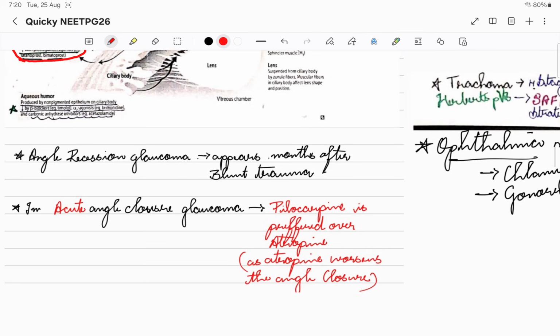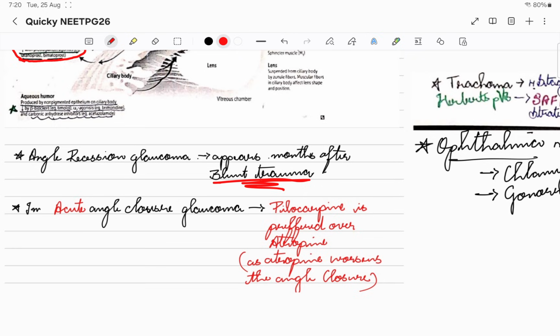We discussed the penetrating injury glaucoma. Penetrating trauma, I told you, was causing hypotony. But there is something called angle recession glaucoma, which happens because of blunt trauma. What happens is after blunt trauma, there might be an increase in fluid secretion, or there might be a block of the trabecular meshwork or canal of Schlemm. So this might lead to angle recession glaucoma.